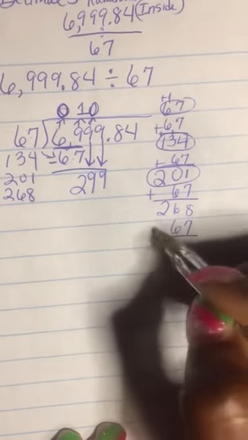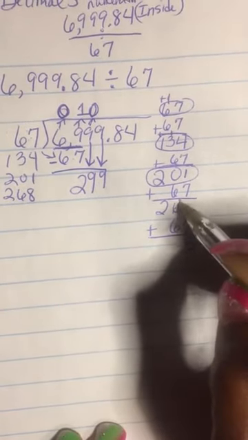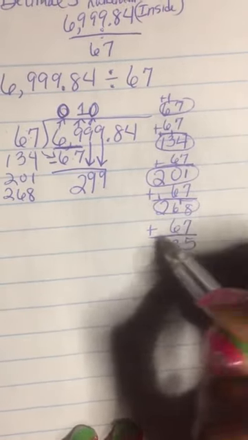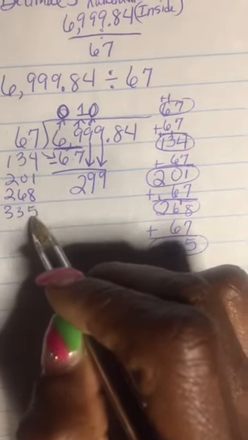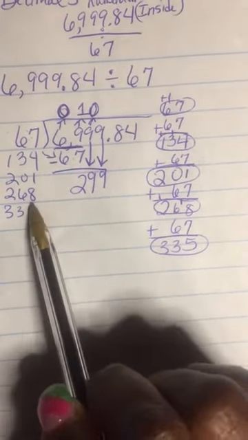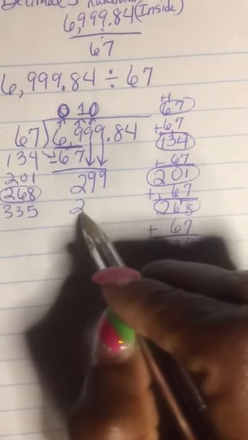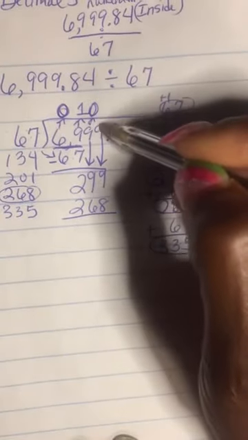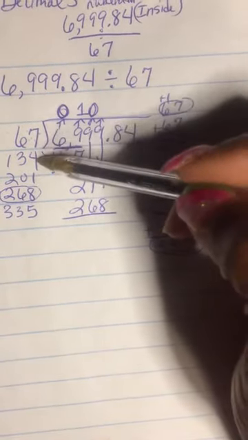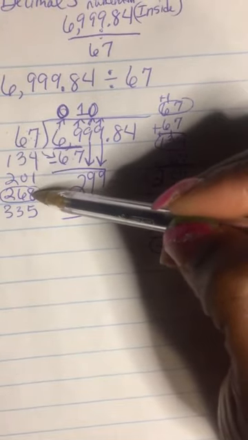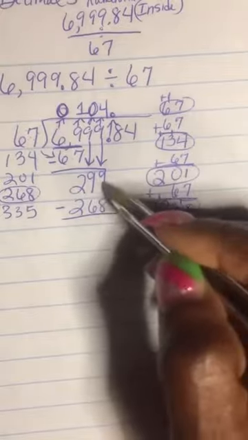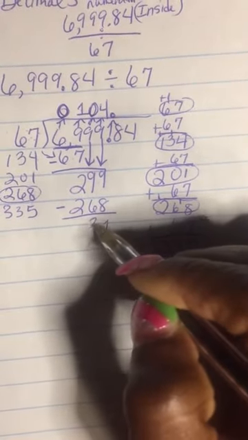We're going to add 67 again. That gives us 15. That's 12, 13. So that's 335. So the multiple that's closest to 299 without going over is 268. So I'm going to write 268 here. What number times 67 gave us the 268? 67 times 1, 67 times 2, 67 times 3, 67 times 4. And I have to take my decimal, bring it straight up. Now I can subtract. 9 minus 8 is 1, 6, 7, 8, 9, that's 3.